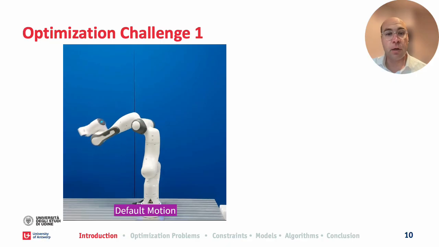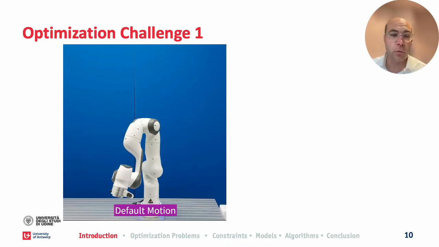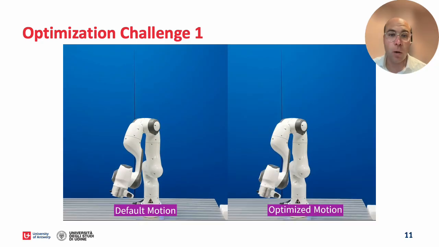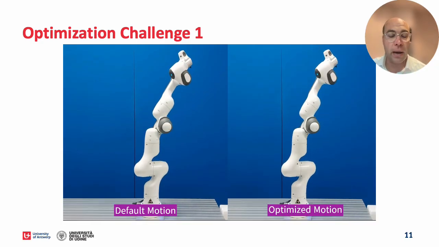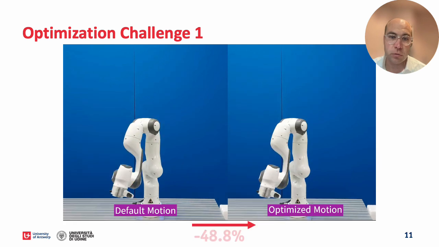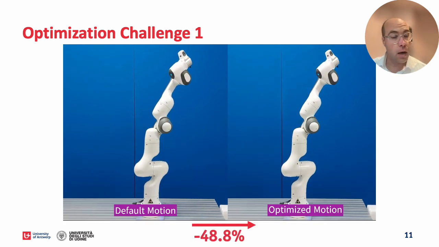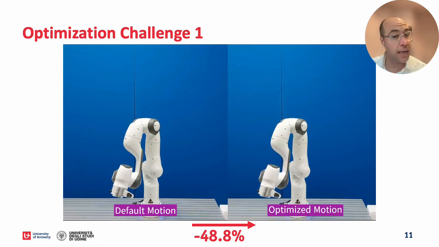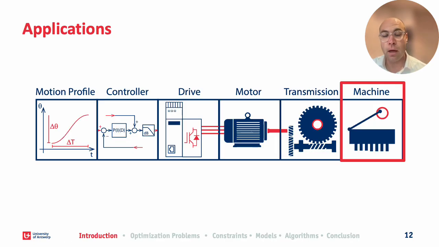The same can be said about more complex machines with more actuators. A default motion for a robot can be optimized into this optimized motion. If we compare these two motions, we also see a reduction of 48.8%. Again, the robot has the same output, but with much lower energy consumption.